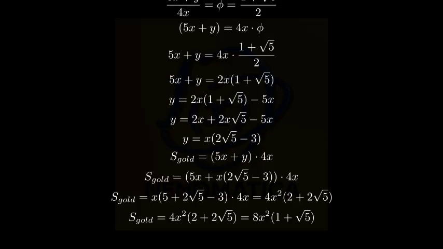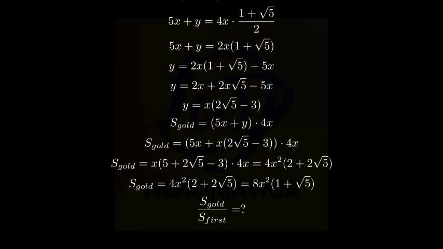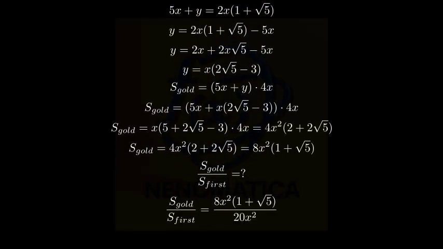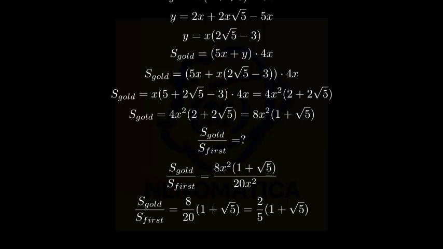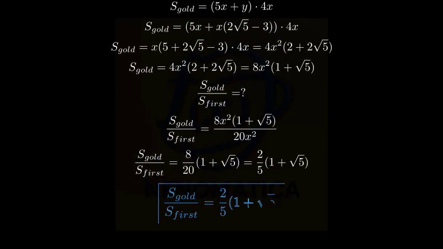Now, we can find the ratio of the golden rectangle's area to the original rectangle's area. The ratio equals S sub gold divided by S sub first. Substituting our expressions for the areas, we get 8x squared times (1 plus square root of 5) divided by 20x squared. We can simplify this by canceling out the x squared terms, and we get 8 divided by 20 times (1 plus square root of 5). This simplifies to 2/5 times (1 plus square root of 5).